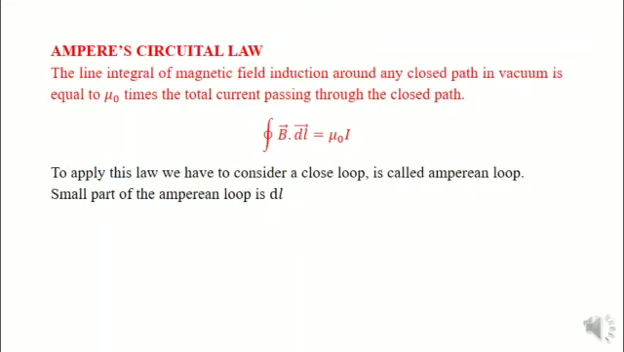Ampere's circuital law. The line integral of magnetic field around any closed path in vacuum is equal to mu 0 times the total current passing through the closed path. That is, closed integral B dot dl equals mu 0 I. To apply this law, we have to consider a closed loop. It is known as Amperian loop. A small part of Amperian loop is dl.